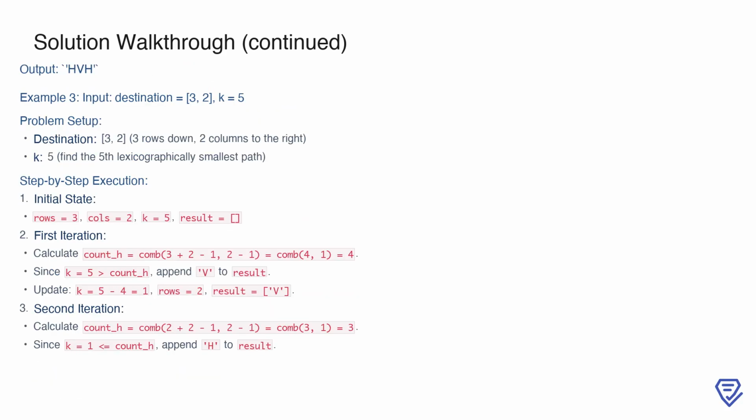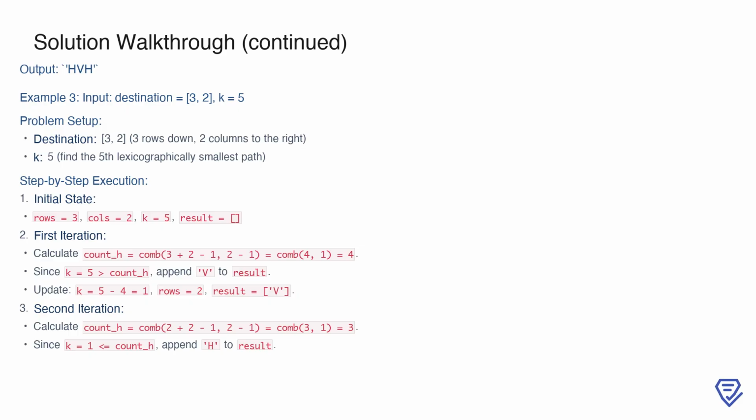For the third example, the task is to determine the fifth lexicographically smallest path to the destination (3, 2), which involves moving 3 rows down and 2 columns to the right. Beginning with the initial state, we have 3 rows, 2 columns, k equals 5, and the result array starts empty. In the first iteration, we calculate count_h as comb(4, 1), which equals 4. Since k is greater than this count, we append v to the result, reduce the rows to 2, and update k to 1 by subtracting count_h.